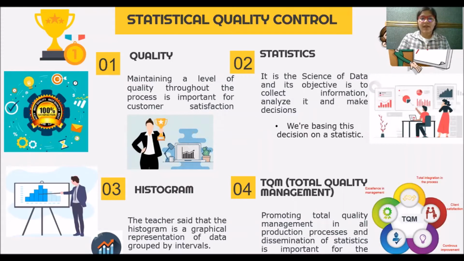The first word is quality. Quality means that a product is suitable for use and has no deficiencies, so it is expressed in terms of compliance with requirements and specifications. The second word is statistics. It is a data science and its objective is to collect information, analyze it, and make decisions. An example of using this word would be to say, we are basing this decision on a statistic.